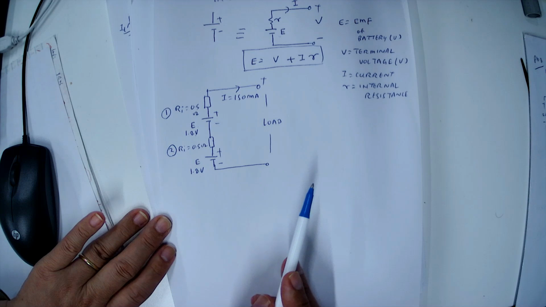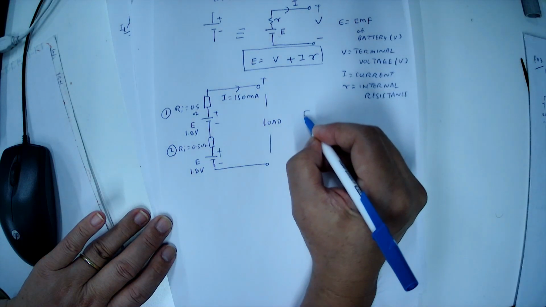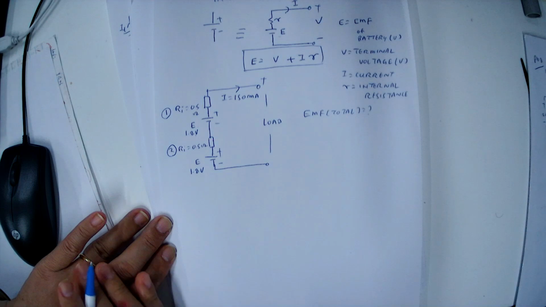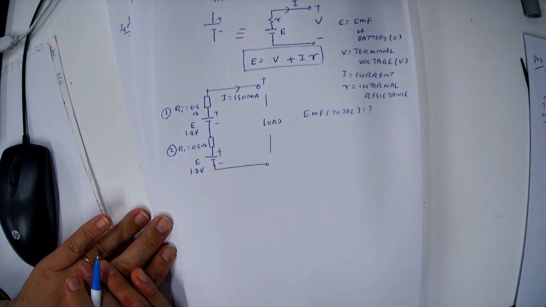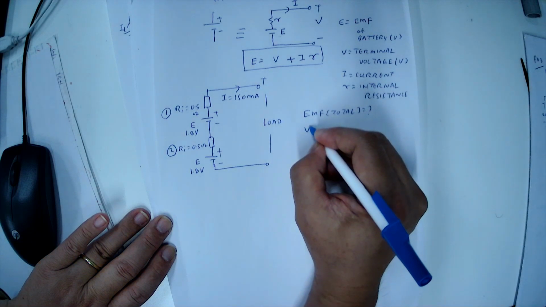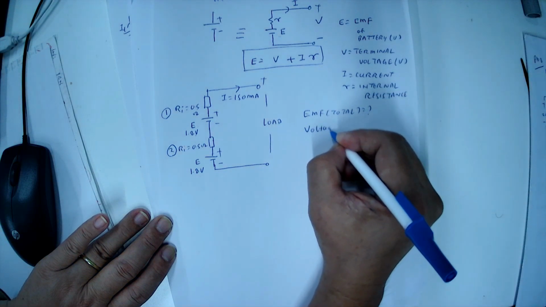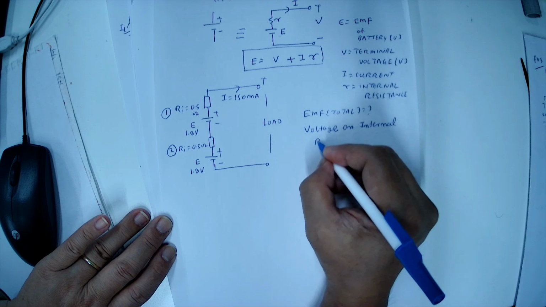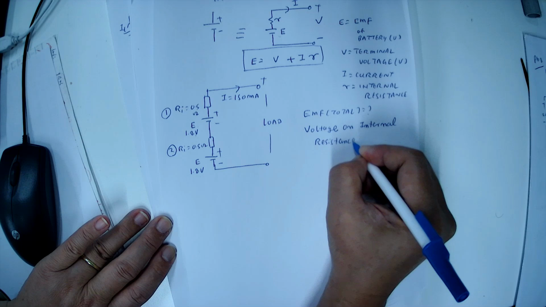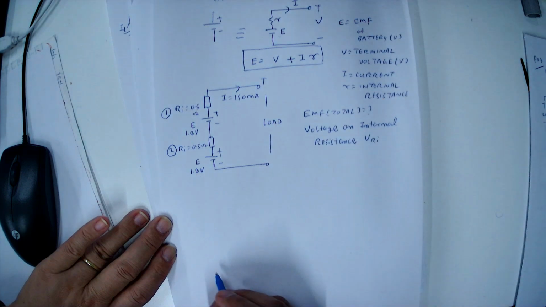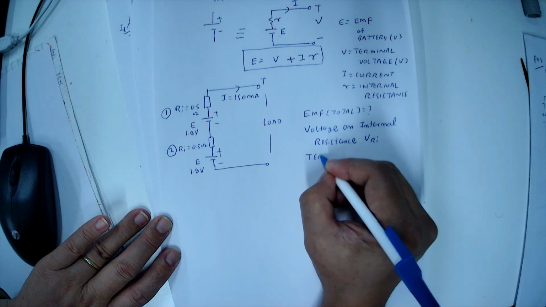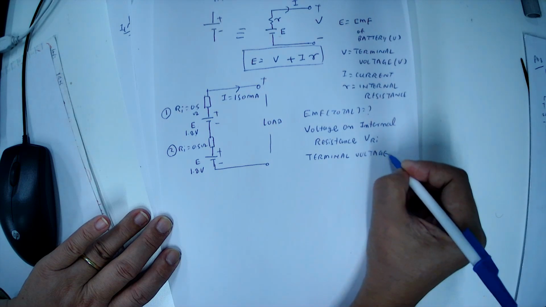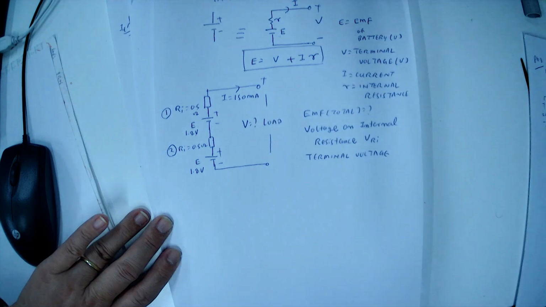We have to find the total EMF and the voltage on the internal resistance, VRi. And we have to find the terminal voltage. Terminal voltage V we have to calculate.